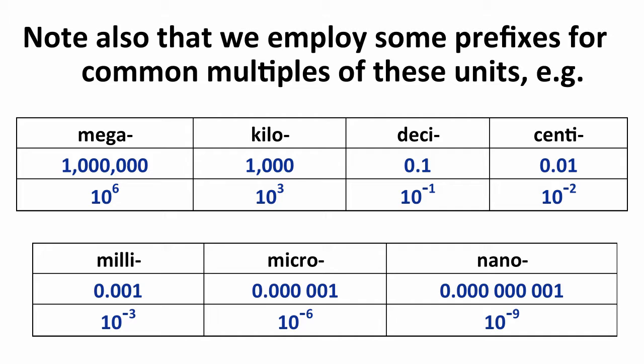Milli, 1/1,000th, 10 to the minus 3. Micro, 1/1,000,000th, 10 to the minus 6. And nano, 1/1,000,000,000th, 10 to the minus 9. There are, of course, other prefixes as well you may have heard of, like giga, for example. But these are probably the 7 that you're going to use most commonly, and you should definitely make sure you know what these prefixes stand for.